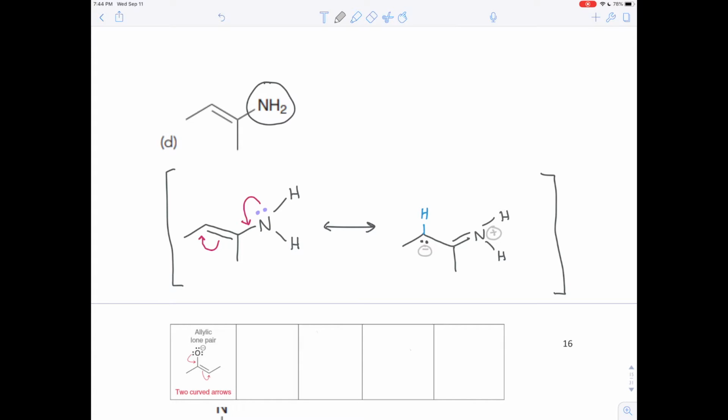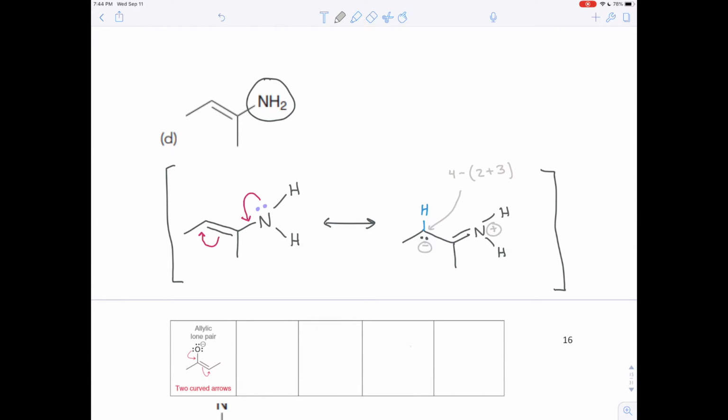So in the true structure, this isn't a double bond or a single bond, it's something in between. This isn't a single bond or a double bond, it's something in between. The nitrogen doesn't have a 0 charge or a full positive charge, it has something in between. And this carbon doesn't have a 0 charge or a full negative charge, but it has something in between. All right.